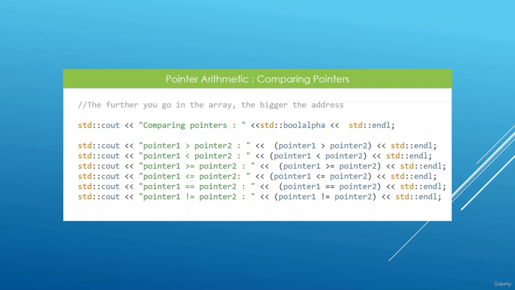We can say pointer 1 greater than pointer 2, and we're going to get the result of that and print it out or store that in some variable and do whatever it is we want to do with it. I don't really think there's more to say about this. Let's head over to Visual Studio Code and see this in action.